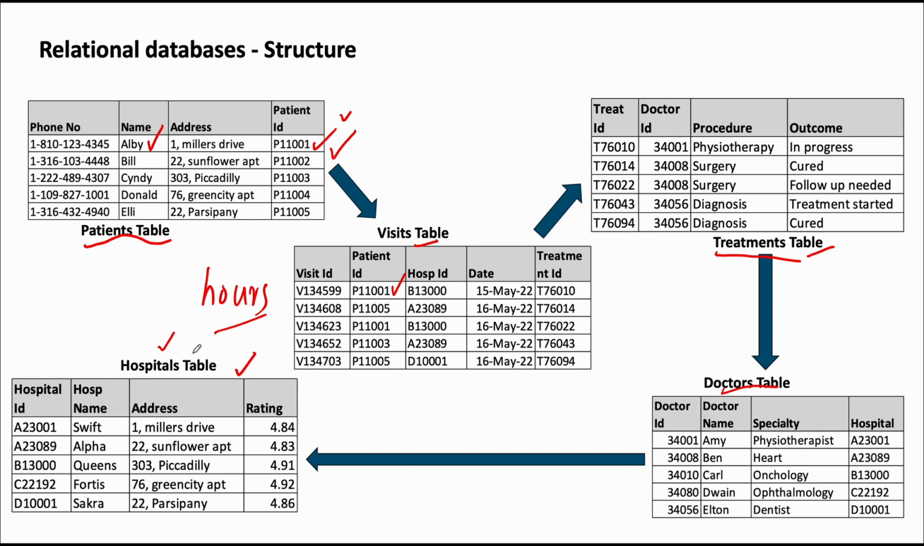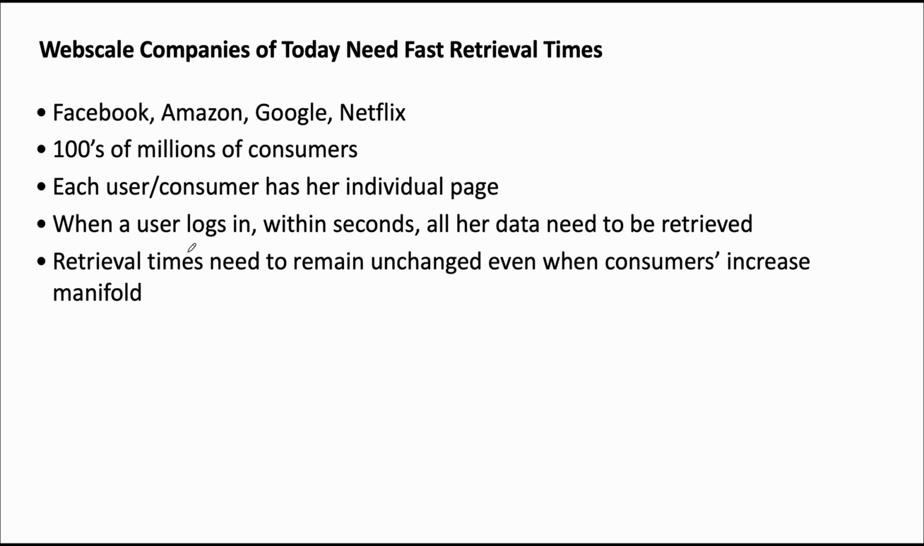So that is one of the biggest disadvantages of a relational database, that retrieving data is cumbersome. It may take minutes or hours. And the problem is that in today's web scale companies, so what are web scale companies? The companies which provide their services based on the web, such as Facebook, Amazon, Google, Netflix, etc. We know that Amazon has 310 million customers, Netflix has some 240 million customers. So they have hundreds of millions of consumers.